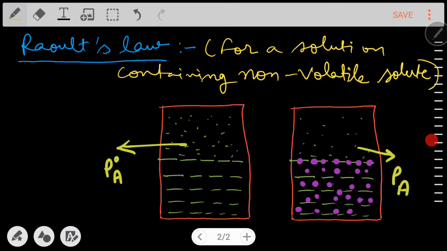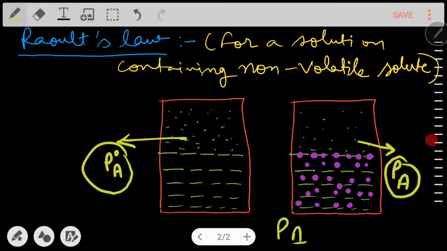P naught A is the vapor pressure of pure solvent. Pa is the vapor pressure of solution containing non-volatile solute, that is shown by pink colored dots. The value of Pa is less than P naught A.